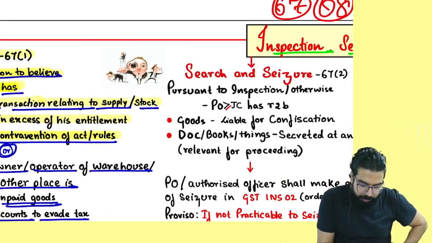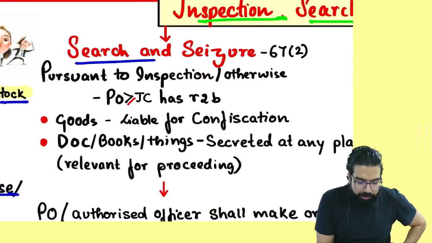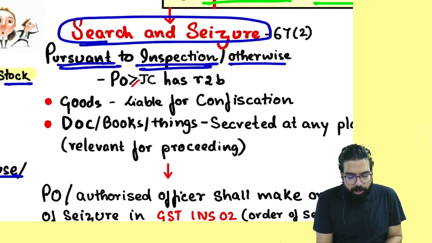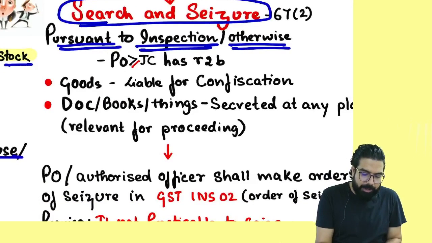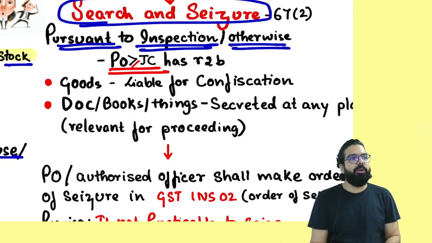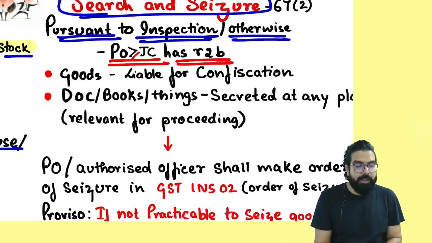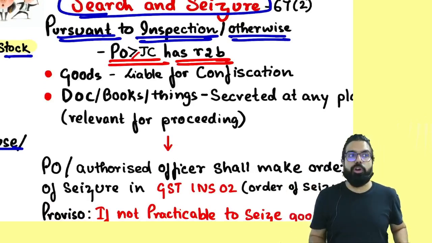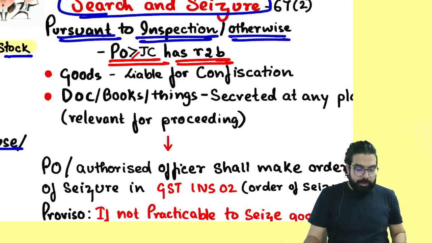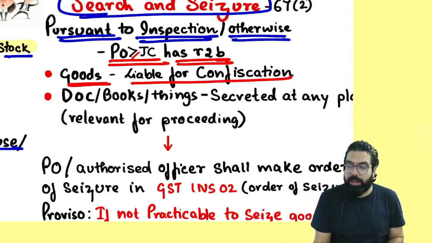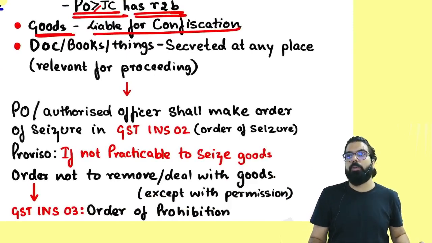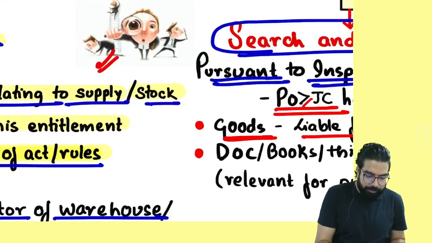Now, listen, pursuant to inspection, they will start your search and seizure. It says pursuant to inspection or otherwise, if the proper officer, greater than or equal to joint commissioner, has reason to believe that, sir, there's something fishy. So if he believes that there are some goods which are liable to be confiscated, meaning goods on which Ramesh would not have paid the tax, what will they do? They will make one search team.